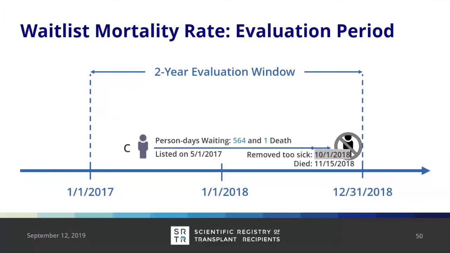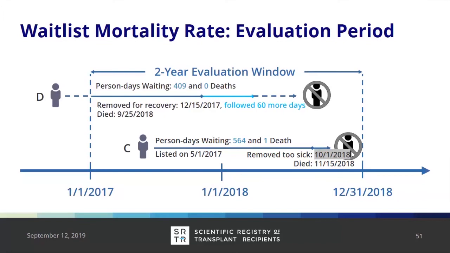Let's look at a little more nuanced examples. Here's a person listed on May the 1st of 2017. Person was removed from the list on October the 1st, 2018 for being too sick. And remember, we follow indefinitely after removal for too sick. So this patient indeed died about a month and a half later on November the 15th. So we're going to count time all the way up to November the 15th. So this patient would contribute 564 days and 1 death. If that death had occurred after the December 31st window, the patient would contribute time all the way up to December 31st with no death.